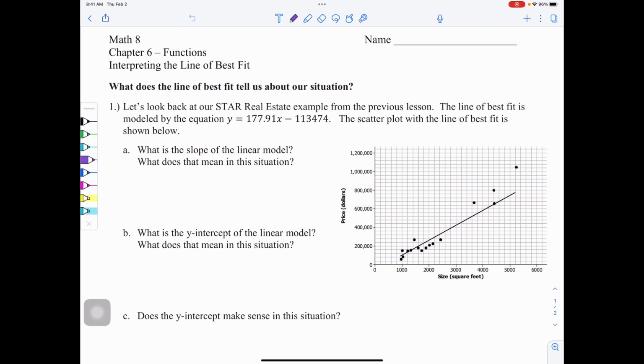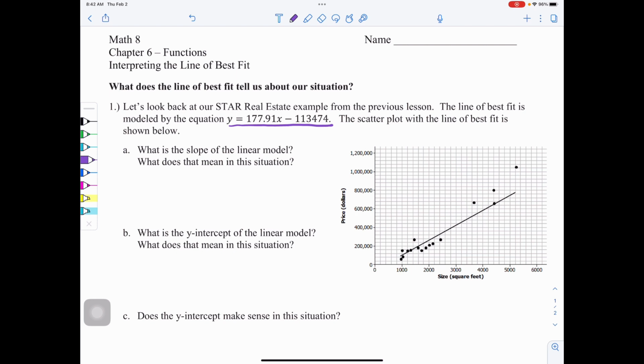It says the line of best fit is modeled by the equation, I'm going to underline it here, y equals 177.91x minus 113,474. The scatter plot with the line of best fit is shown below. So here is a copy of the scatter plot from our previous lesson with the line of best fit drawn in. Today's focus is about looking at that equation and interpreting what these values mean.